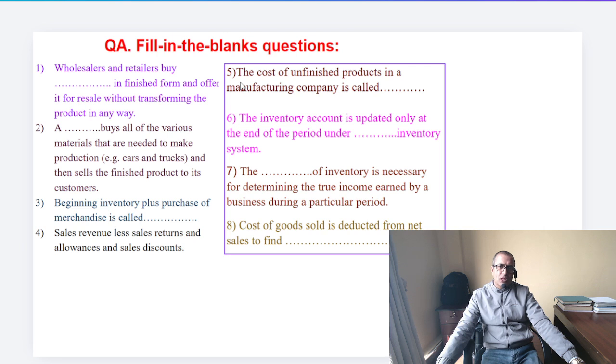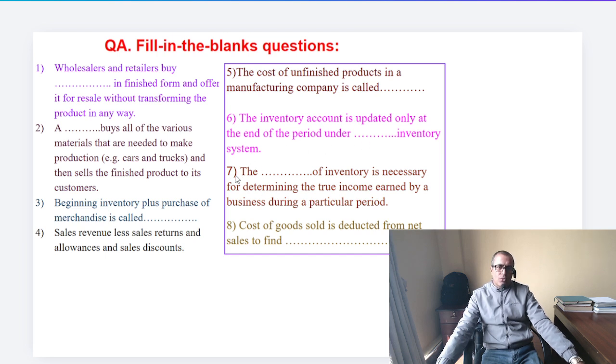Now what about question number 5? The cost of unfinished products in a manufacturing company is called work in process, friends. Okay. You can see that work in progress, both are correct. Now the sixth question is: inventory account is updated only at the end of the period under which inventory system? Once we value the ending inventory only at the end of the period, that is under the periodic inventory system, while in case of perpetual we update the inventory on a continuous basis.